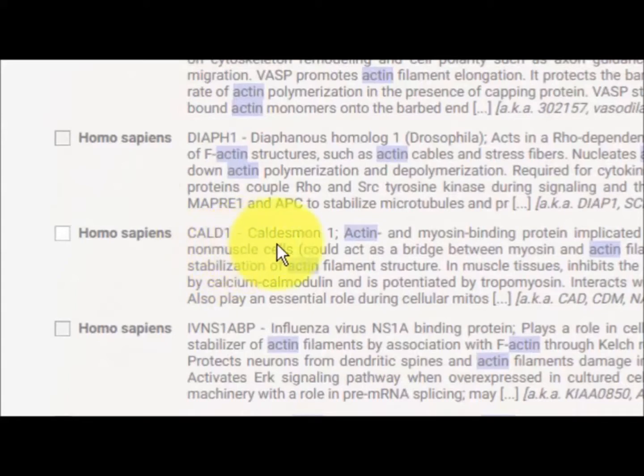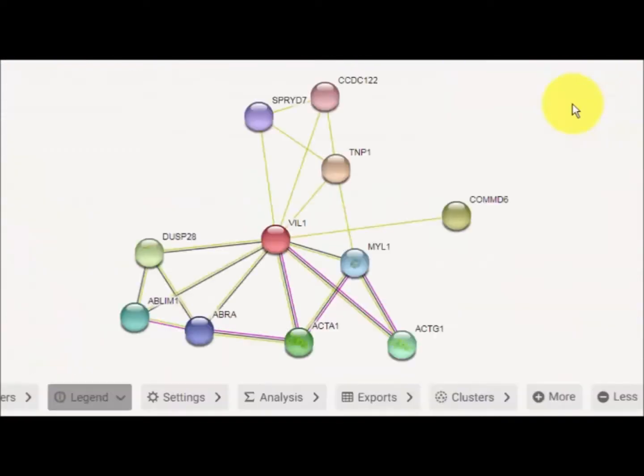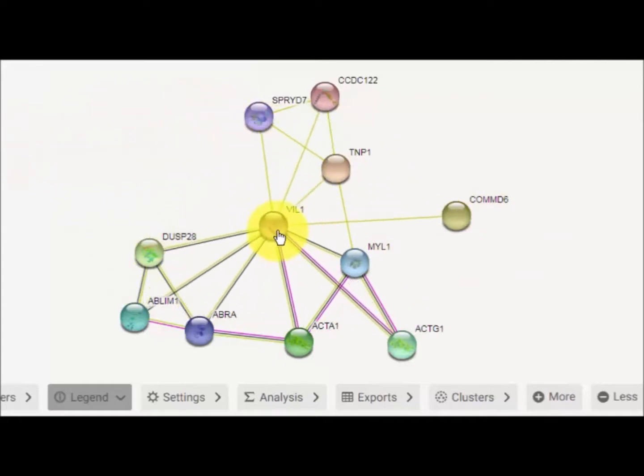CALD1 is caldesmon-1, an actin and myosin binding protein implicated in the regulation. So you have many, but let's look at one. What you see here is a string which talks about the protein-protein interactions, and you'll see various proteins associated with this. Now you can do this to make things very simple. There's a nice technical thing that's associated with this.